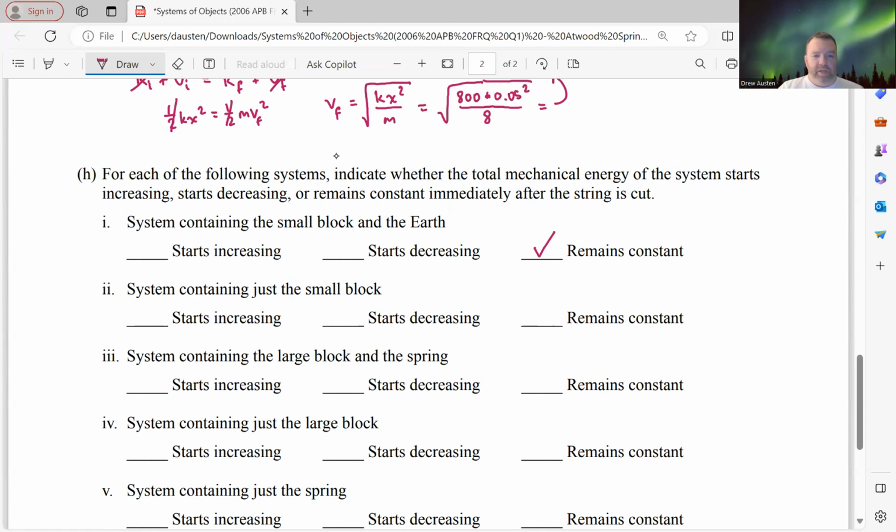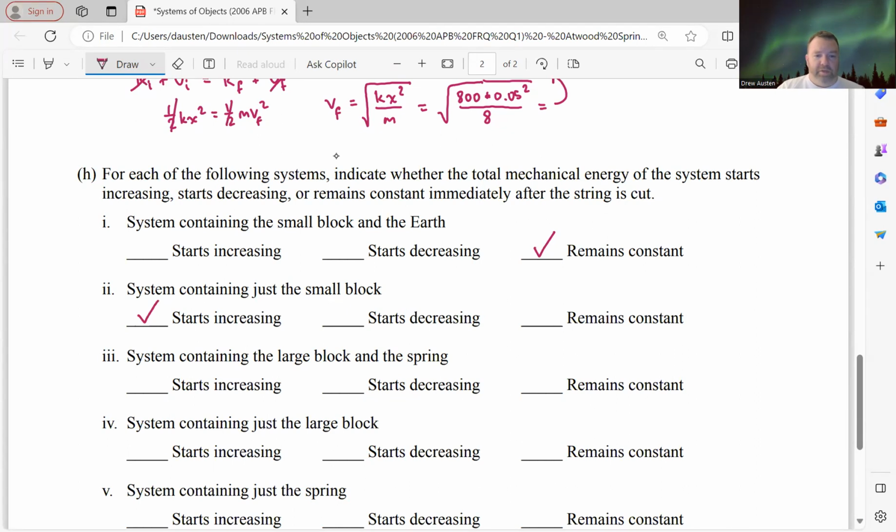If we look at the system containing just the small block, then the only energy we can have is the kinetic energy, since we don't have the gravitational energy anymore. And that small block is going to be accelerating toward the ground, so its speed is getting bigger. Therefore, its kinetic energy, which is its mechanical energy, is getting bigger. So the mechanical energy for this one is going to increase as the block falls.